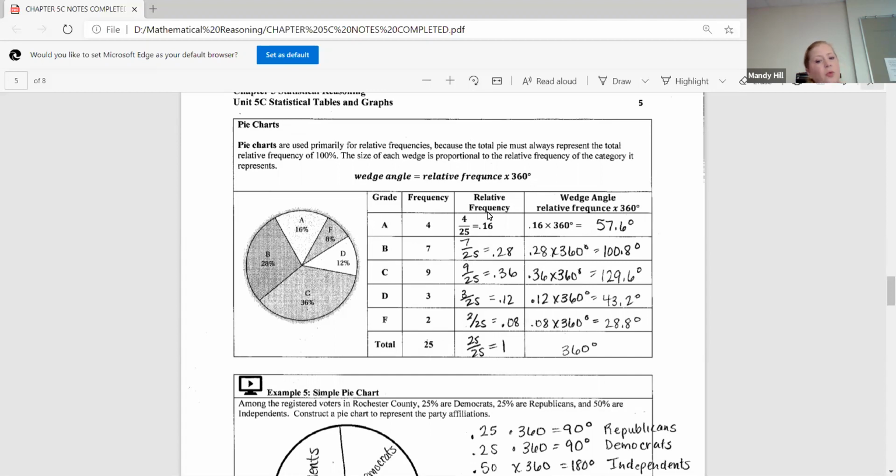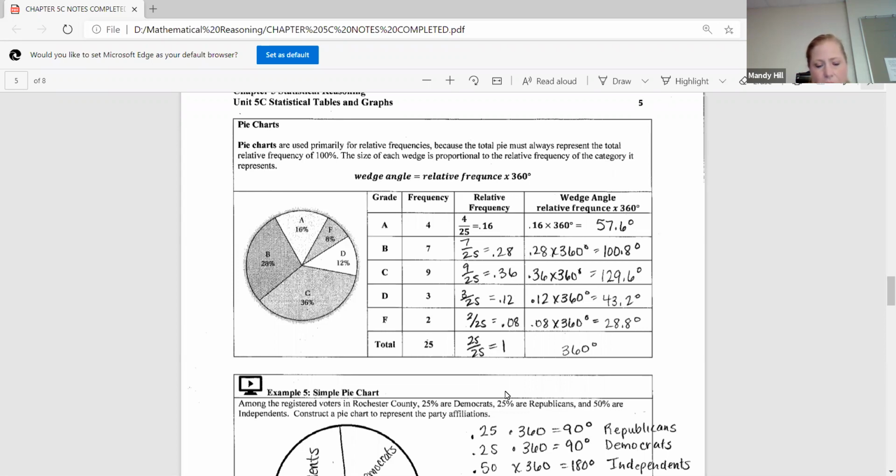Okay, if I want to find the relative frequency, which we talked about on the first graph, we would want to do 4 divided by 25, 7 divided by 25. We're finding those decimal numbers. Now, if I wanted to turn these decimal numbers into percents, I'd have to multiply by 100. Like 0.16 would be 16%, but it didn't ask me to do that here, so I'm just going to leave them.